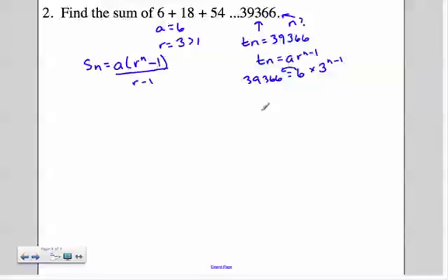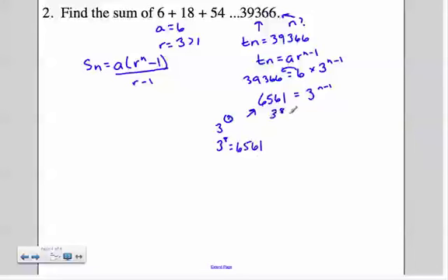So 39,366 divided by 6 gives me 6561 equals 3 to the n minus 1. That tells me that this is a power of 3, and I just need to figure out what the exponent is. You can go in order, 3 squared, 3 cubed, 3 to the 4, till you get there, or you can guess and check. I'm going to try 3 to the exponent 6, which is too small, so I'm going to go 3 to the exponent 8, which actually works. So 3 to the 8 equals 6561.